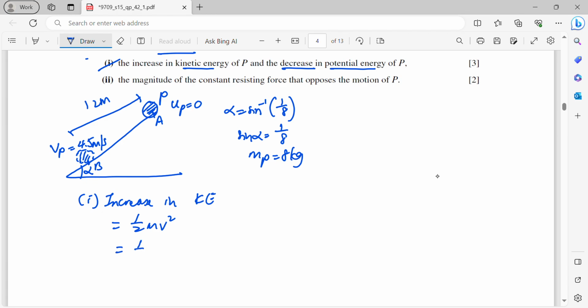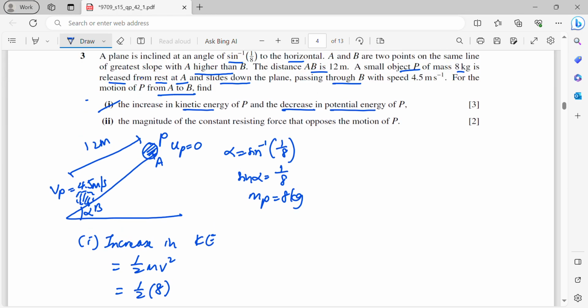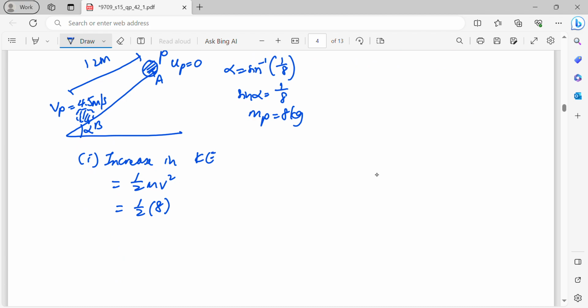So therefore, half, your m is 8, the v at B, because this is the motion from A to B. At B, the v is going to be 4.5. Then you square it, and at last you'll be getting 81 joule. That is the increase in kinetic energy.